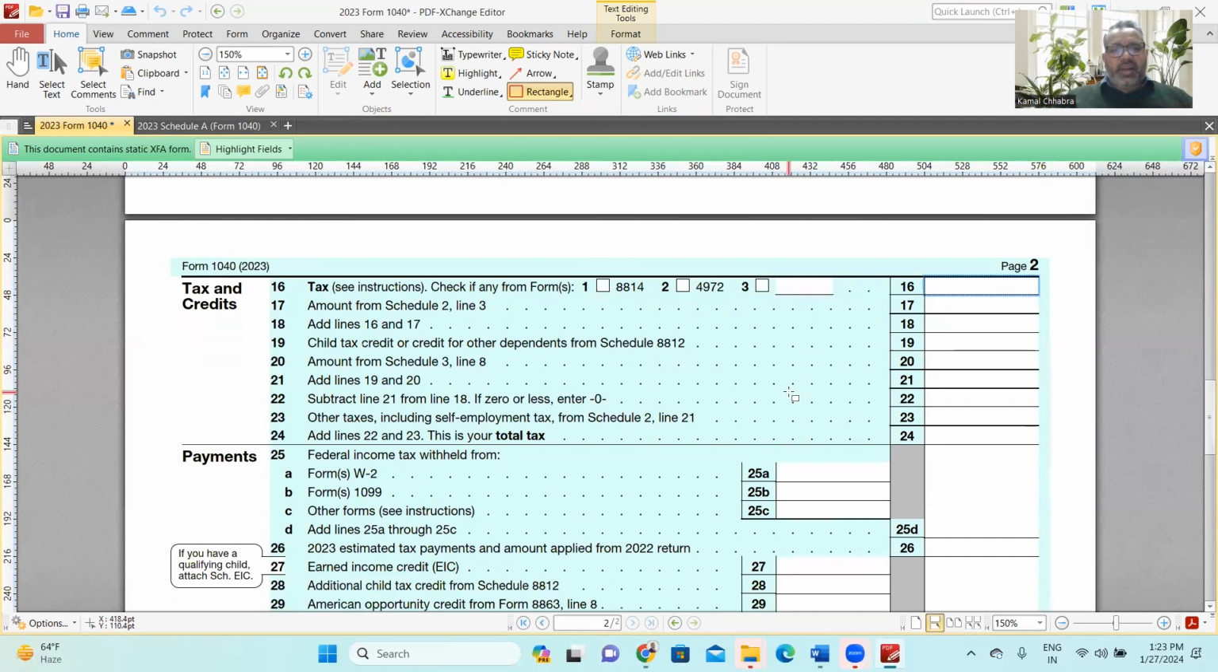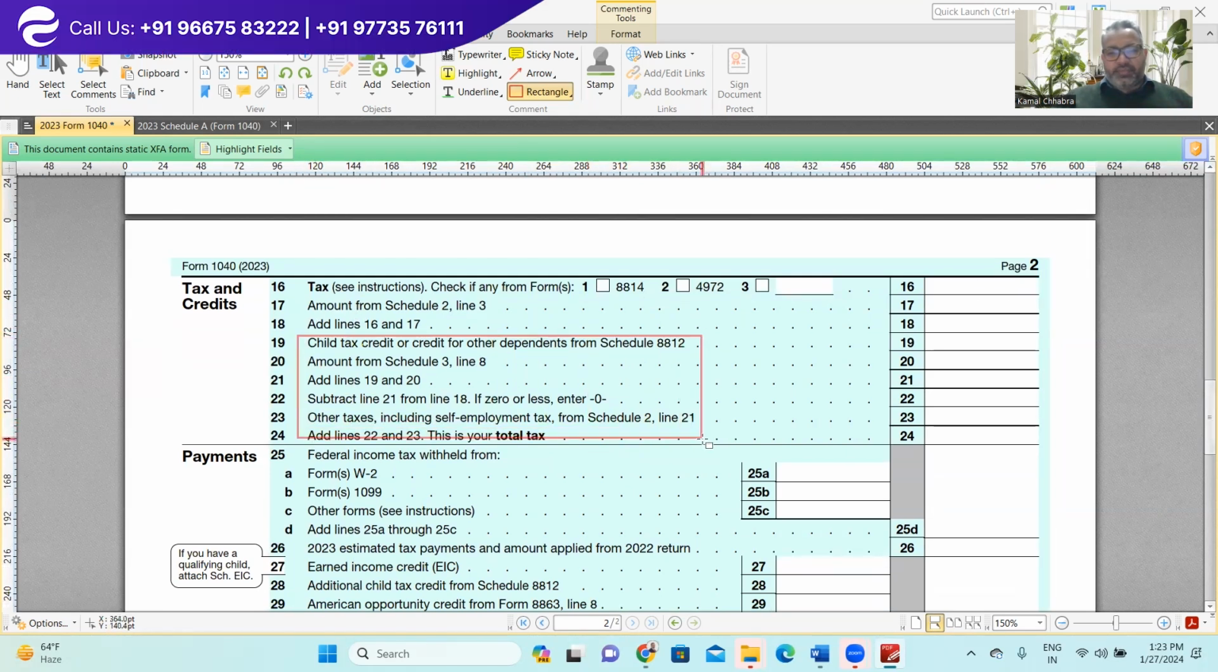And then after that there are tax credits, right? Here, if you see, there are all types of tax credits applicable to the individual. And then there would be tax payments. Tax payment could be through form W2, which is the withholding tax, right?